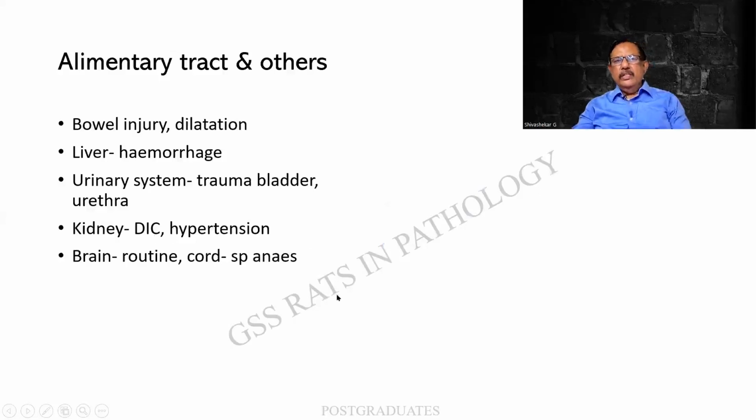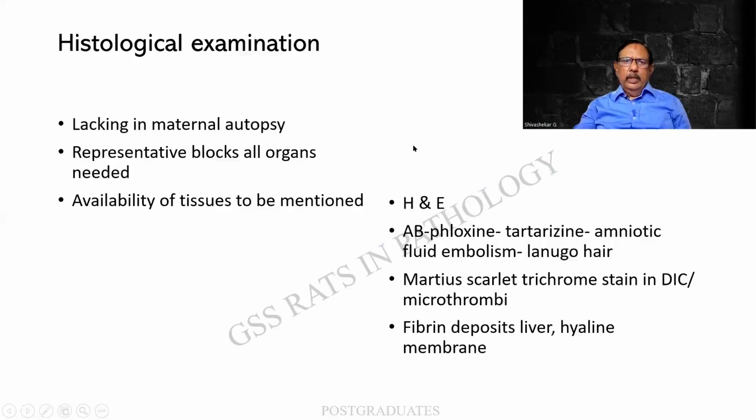So what I would suggest is that you have a list of the organs. It is all quite easy. Aim for at least one or two points for each of the organs which we can recover. Histological examination is definitely important, but usually it is lacking in a maternal autopsy. For example, how do you diagnose hyaline membrane disease? How do you diagnose an embolism in the glomerulus unless we do a stain for fat? So availability of the tissue should be mentioned.